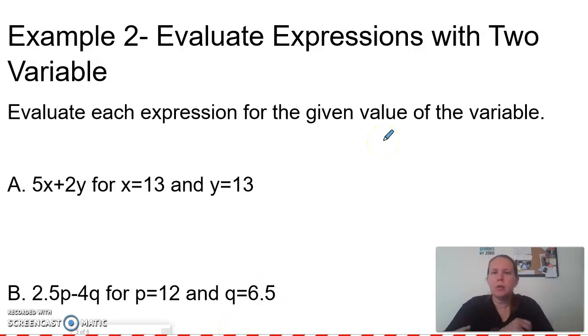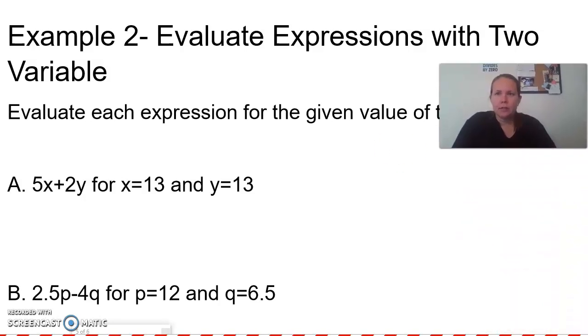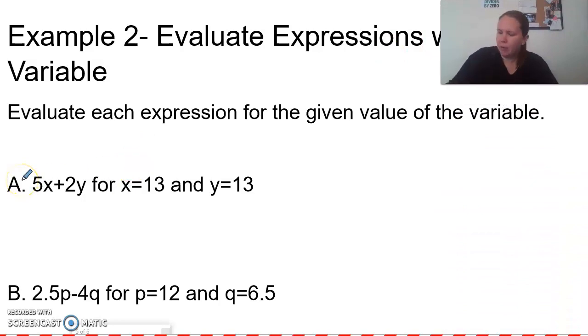Okay, so example 2 then is evaluating expressions with 2 variables. So this time I now have 2 variables to solve out this problem. It's a lot like the ones we did before, but now I have 2 different letters or 2 different variables. So in this first case, problem A, remember these are just the problems, I have a variable of x and I have a variable of y. My operation is addition, and remember I've got coefficients. That means that I'm going to multiply the 5 and the x and the 2 and the y.